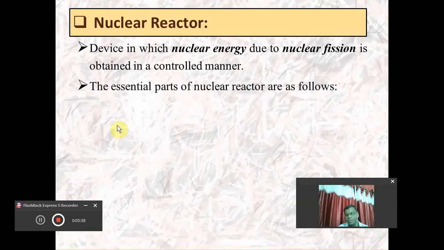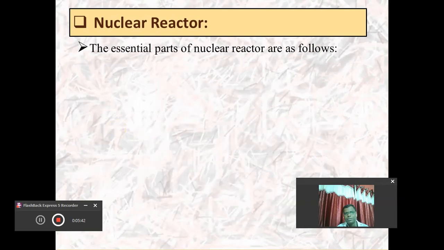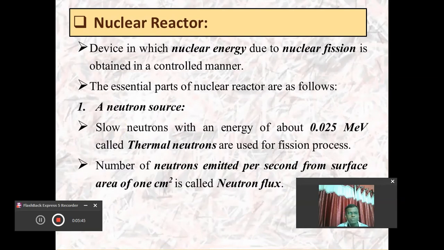And definitely this reactor requires some essential parts. This nuclear reactor requires some essential parts, and what are these parts? So here today in this part of the video we are going to discuss the nuclear reactor and the essential parts of this nuclear reactor, without which definitely this nuclear reactor will not be able to work, because in this device we are going to obtain the nuclear energy.